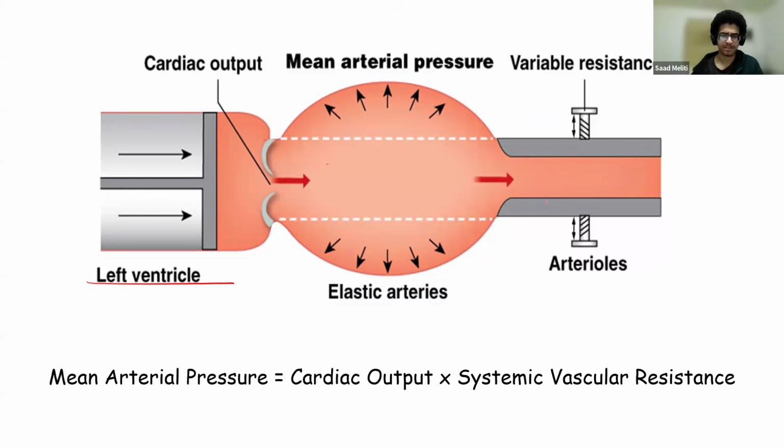So I hope this whole concept makes sense. We're going to move on and build on this concept. Let's say I increased the tone of the arterioles. So I increased the systemic vascular resistance. What's going to happen to the mean arterial pressure? It's going to increase because of this equation.